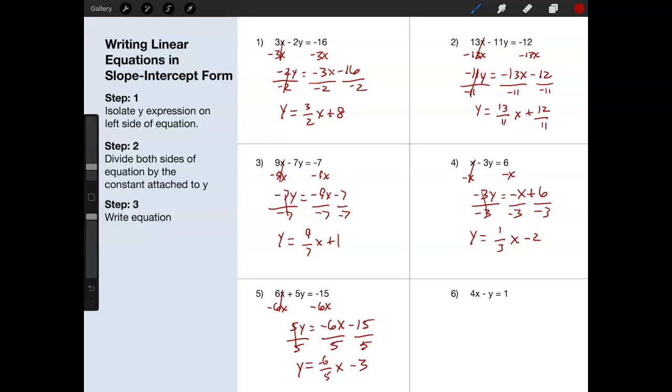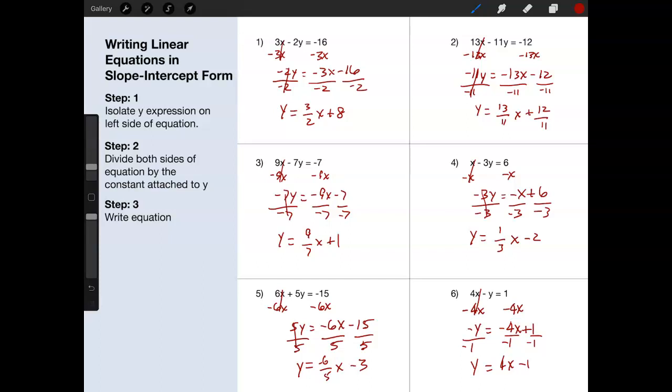And finally, number 6, 4x minus y equals 1. Follow the same procedure, subtract 4x from both sides. This cancels. We're left with negative y equals negative 4x plus 1. When there's no number in front of the variable, we assume it to be 1, so we divide both sides by negative 1. And this becomes y. Negative 4 divided by negative 1 is positive 4x, and then 1 divided by negative 1 is negative 1. So our final equation for that one is y equals 4x minus 1.